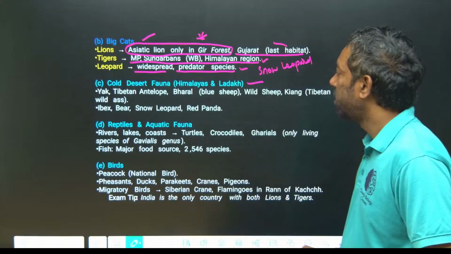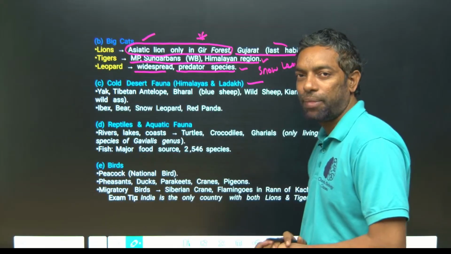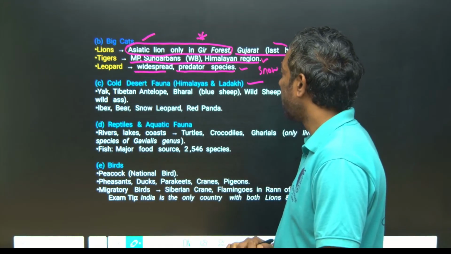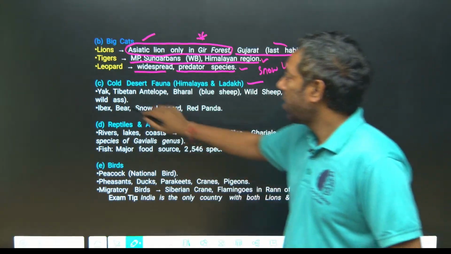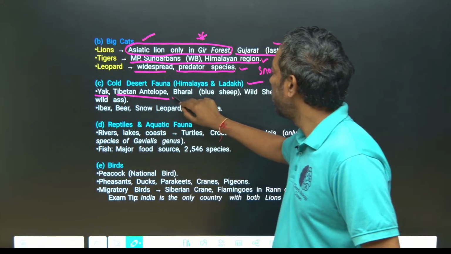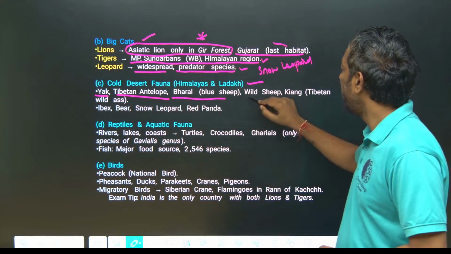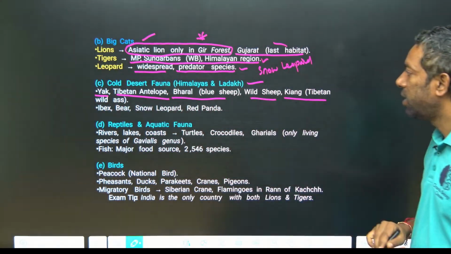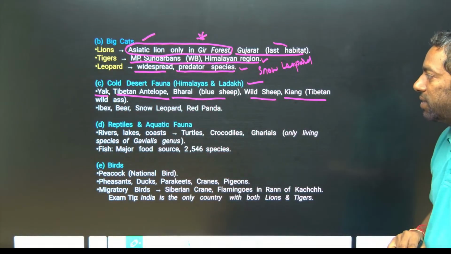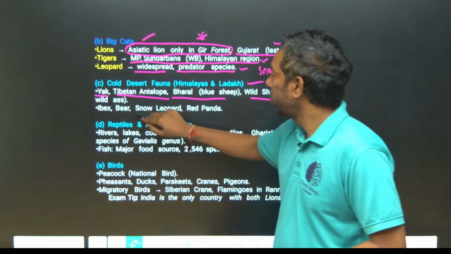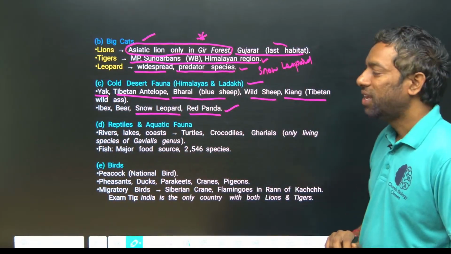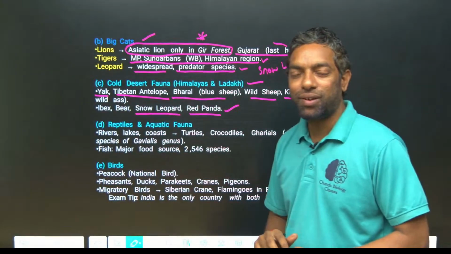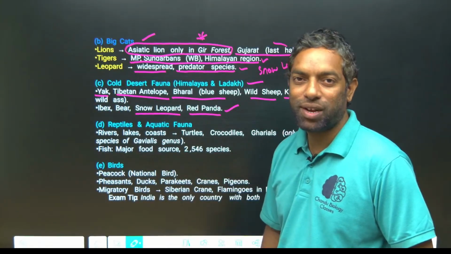Cold desert fauna means the animals located in the Himalayas and Ladakh. In the cold desert: yak, Tibetan antelope, bharal or blue sheep, wild sheep, kiang or Tibetan wild ass, ibex, bear, snow leopard, red panda. These are also there in the cold deserts of the Himalayas and Jammu and Kashmir.